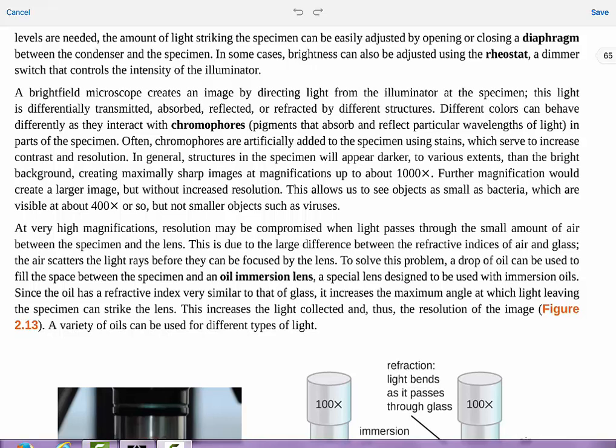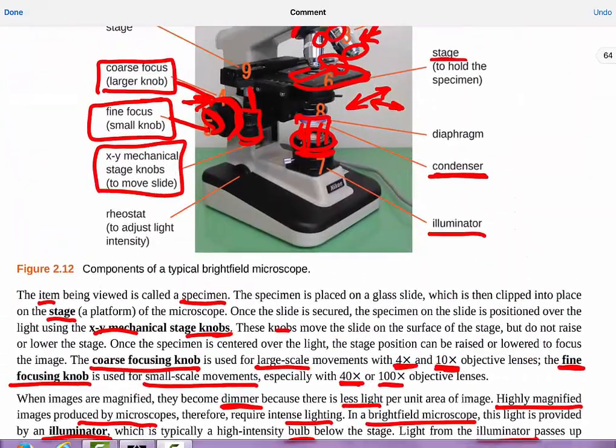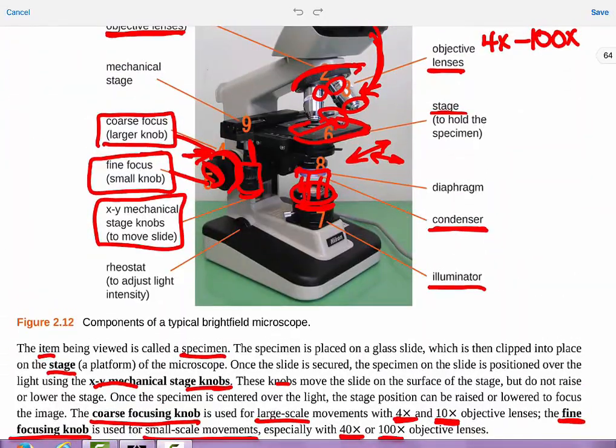All right, so if higher levels are needed, the amount of light striking the specimen can be easily adjusted by opening or closing a diaphragm, which is between the condenser and the specimen. So we can scroll back up here so we can see where the diaphragm is. Again, right under the stage, actually up here is the diaphragm, and that also can slide open, slide close to then adjust the light that's coming in.